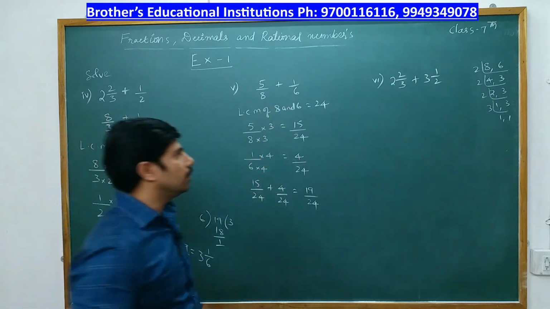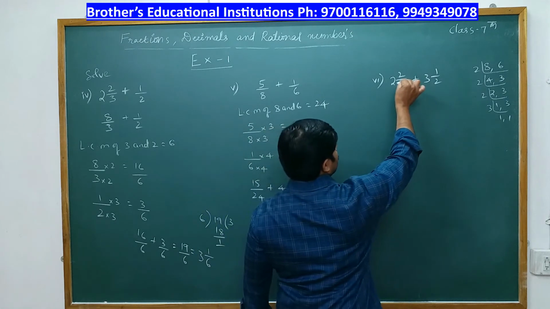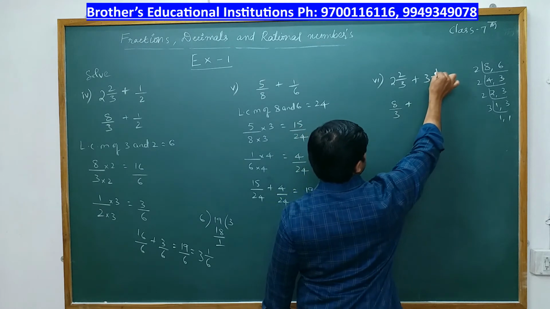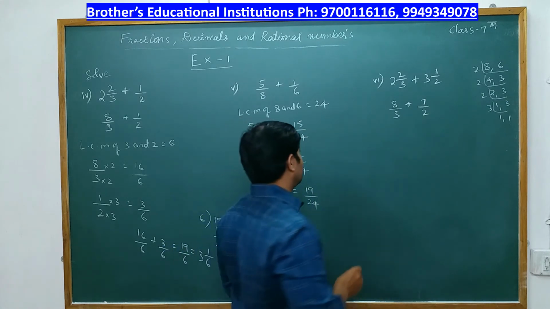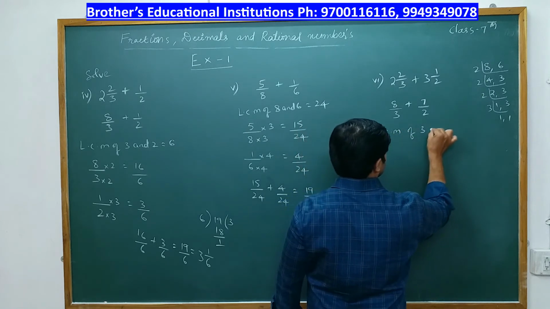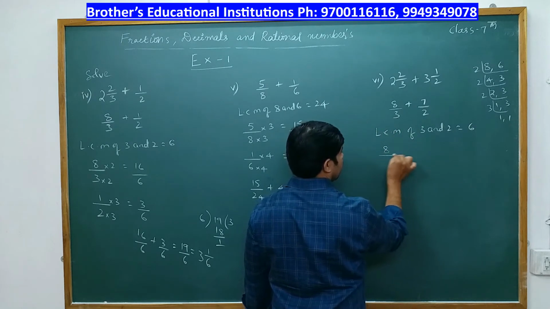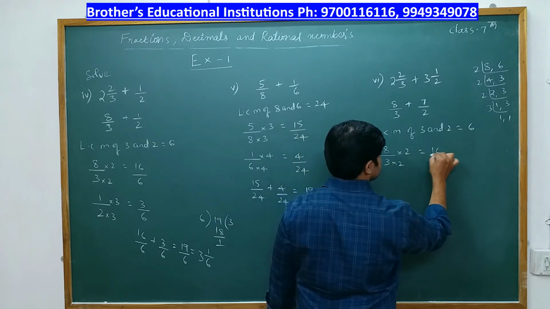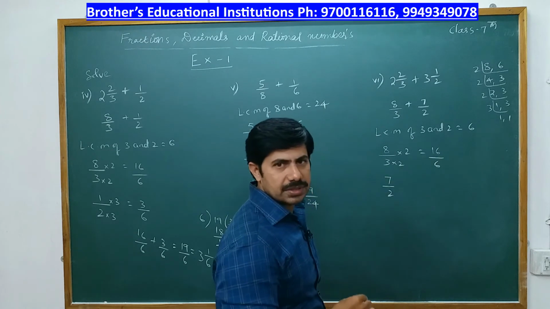Now we'll go to the next problem. Now both are mixed fractions, so we'll convert into improper. Multiply these two. 2 3s are 6 plus 2 is 8 by 3, plus 3 2s are 6 plus 1, it is 7 by 2. Now I'll take LCM of 3 and 2. So what is LCM of 3 and 2? LCM of 3 and 2 is 6. So you write 8 by 3. 3 goes how many times in 6? 2 times. So it is 16 by 6. Then 7 by 2. 2 goes how many times in 6? 3 times.